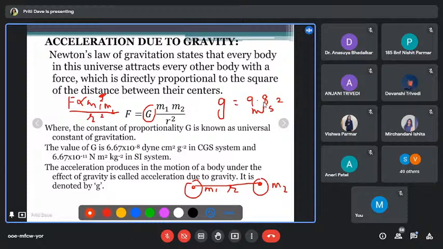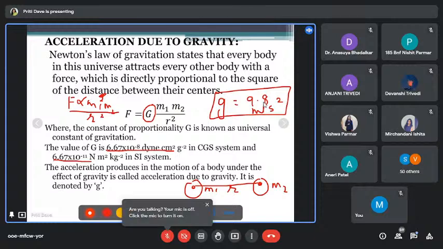The value of G is 6.67 into 10 raised to minus 8 dyne centimeter square per gram square, or it is 6.67 into 10 raised to minus 11. Now, most of the times in your entrance exam these values of constants will be given, but once in a while they don't give this value. So in that case, you will need to remember that g is 9.8 meters per second square.